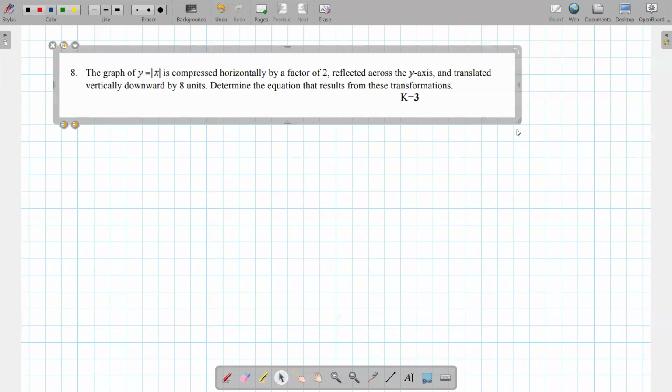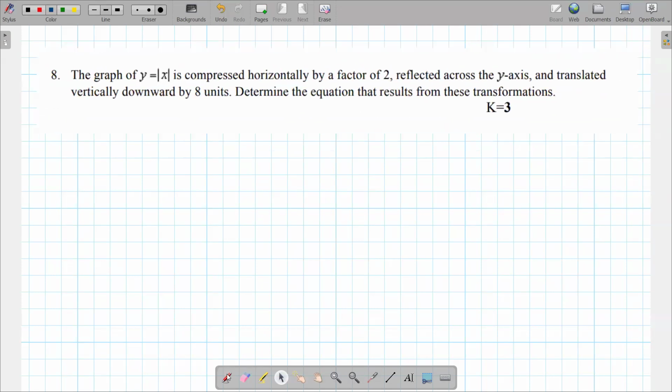Yeah, let's look at this one. What's this parent function? What is that called? An absolute value function. Yes. So it's compressed horizontally by a factor of 2, reflected across the y-axis, and translated vertically downward by 8 units. Determine the equation. All right. So basically what we have to do here is they've given us transformations in wording, and we have to translate that into mathematical A, K, D, Cs. It's not terribly difficult.